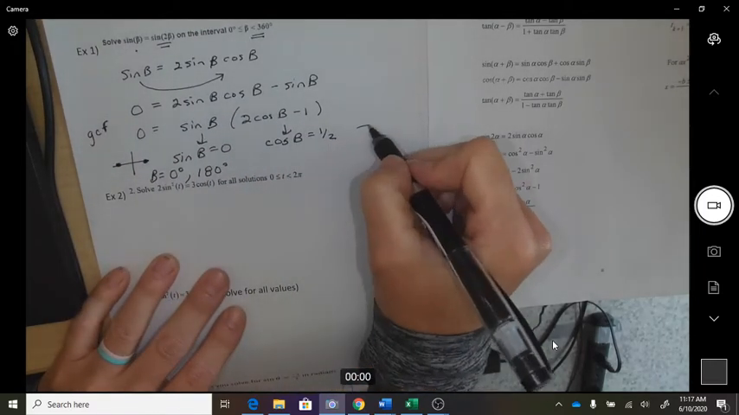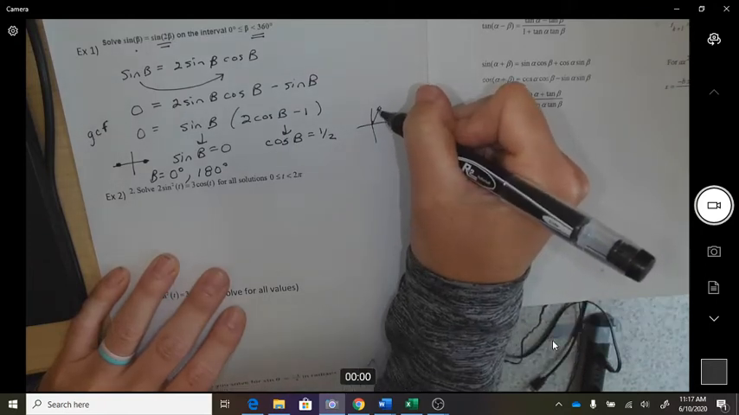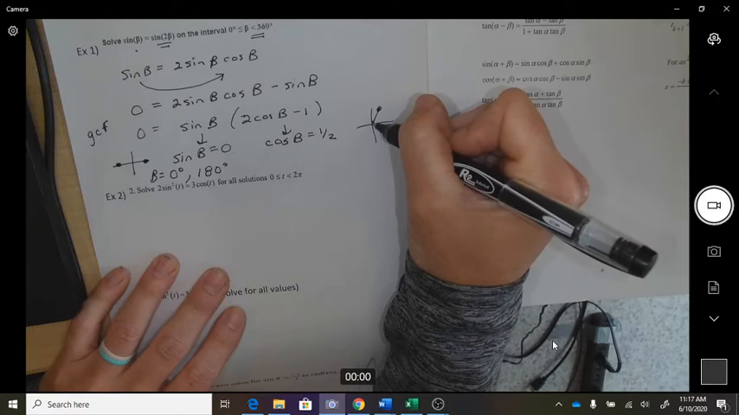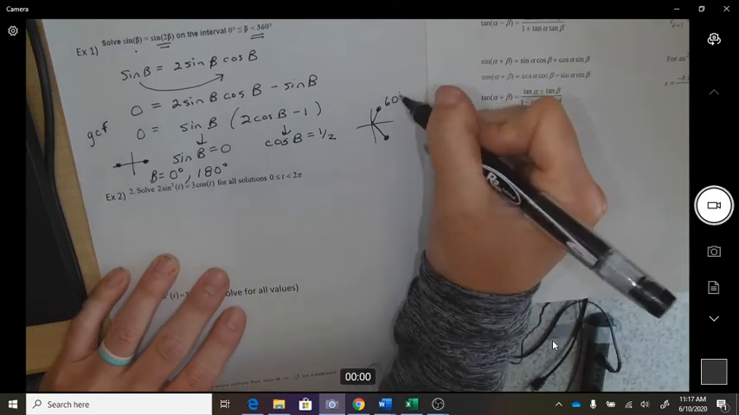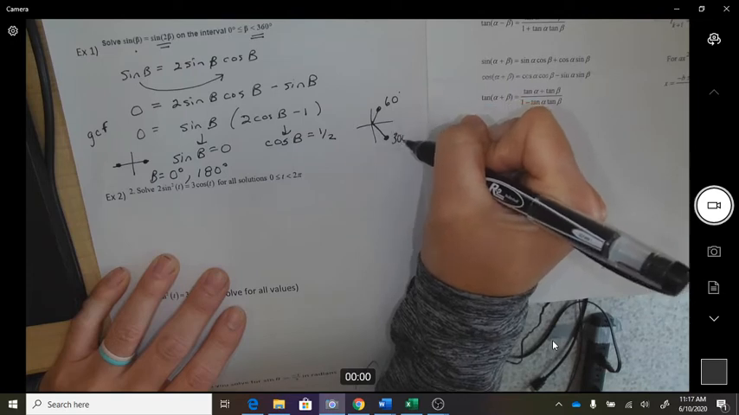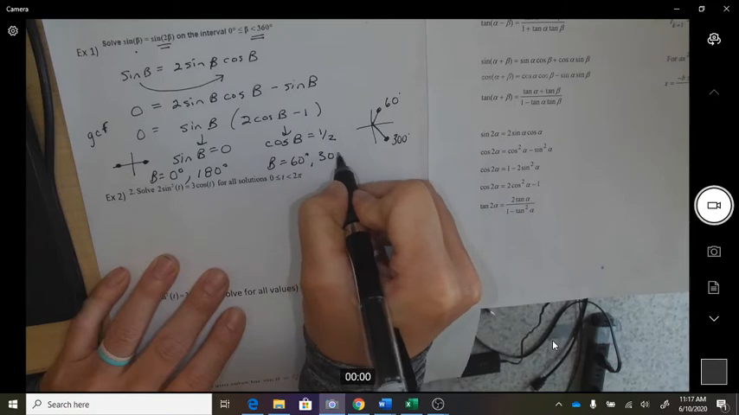And then where's the cos 1/2 on your unit circle? So that'd be there. So this would be 60 degrees, and this would be 300 degrees on your unit circle. So b could also be 60 or 300.